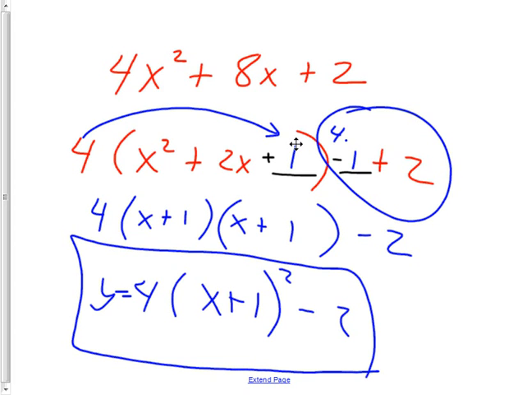Now, tell me, I saw this 2 here and this minus 2 here, and I thought, oh, that can't be right because that's pretty much the same number. But it did have that 4 factored in. Anyway, what is the vertex now?